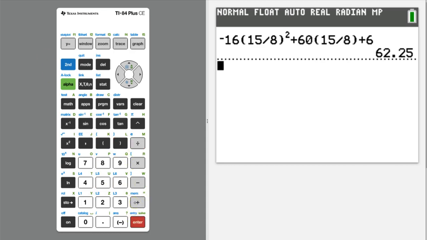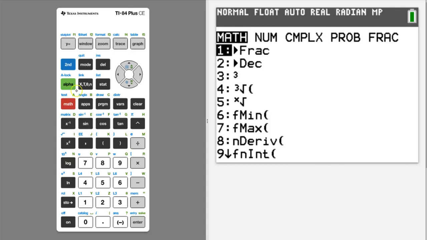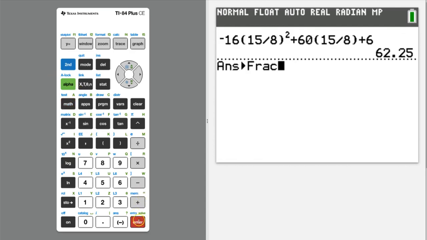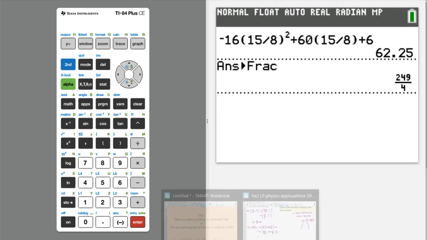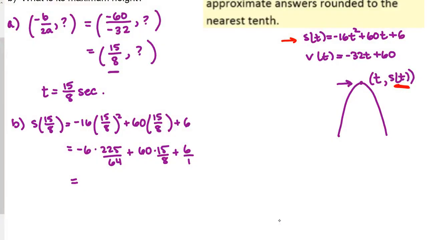Now if your calculator gives you a decimal and you want a fraction, remember what you can do is press math, and then number 1 is change to fraction, and then press enter. Now for this problem, I don't think we want the improper fraction. I think it would be better to have 62 1/4, but 62.25 is still exact. So I'm just going to say 62 1/4 feet is the maximum height.